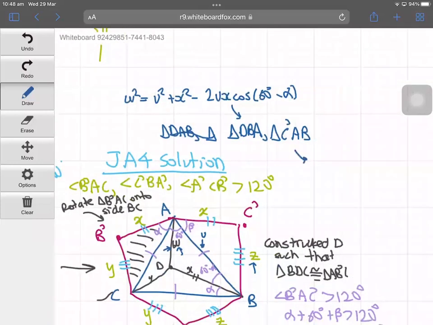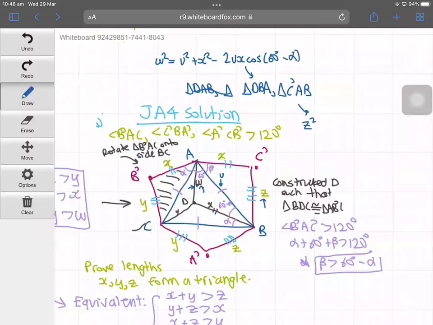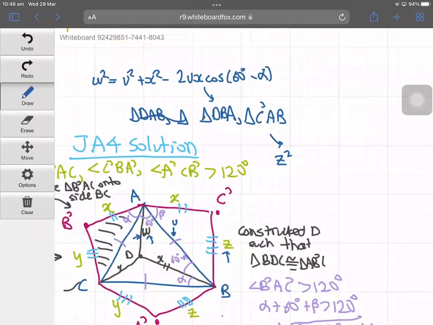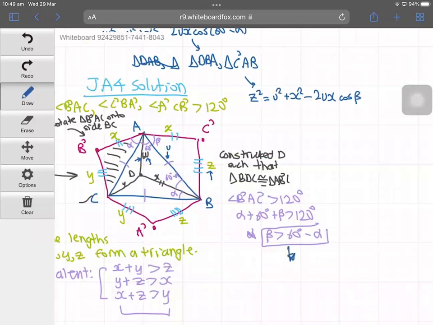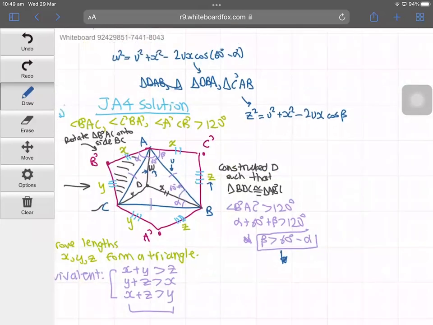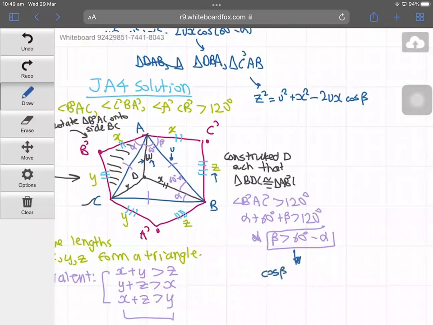And from C prime AB, the cosine rule is, so now we want to apply it to Z because we want to compare W and Z. Z squared is U squared plus X squared minus 2 UX cos beta. But now we know, since beta is greater than 60 minus alpha, it means that the inequalities for cosines are in reverse. So cosine beta is less than cosine of 60 minus alpha because cosine decreases as the angle increases.